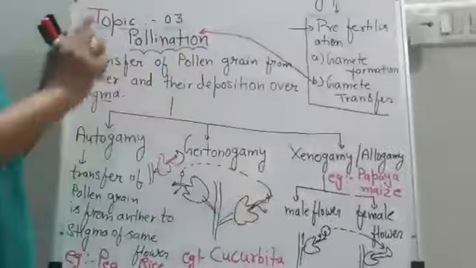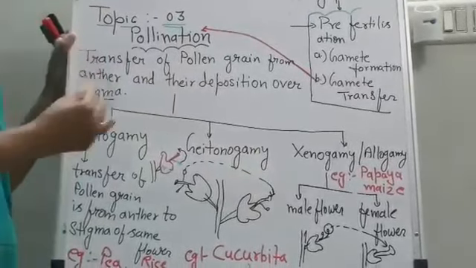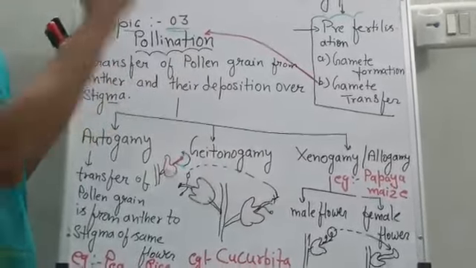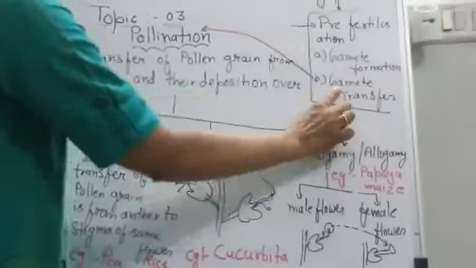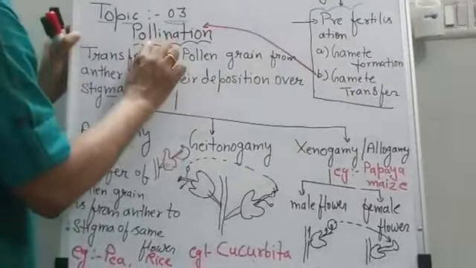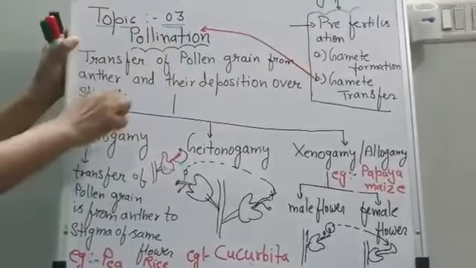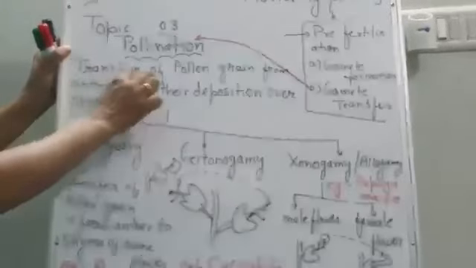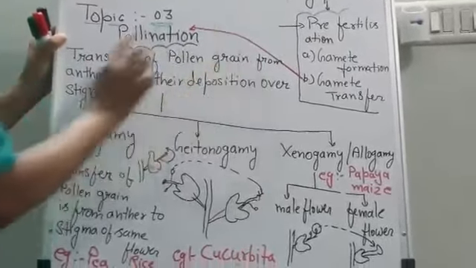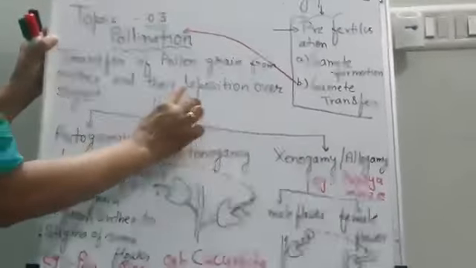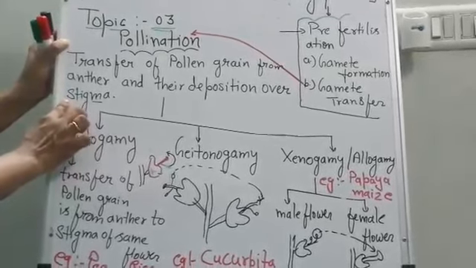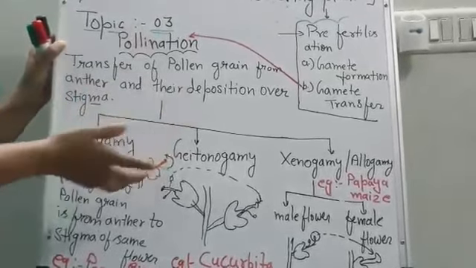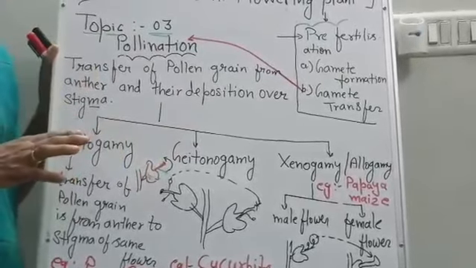Second, gamete transfer, where we see how the male gamete is transferred to the female gamete. This gamete transfer in plants is pollination. Pollination means transfer of pollen grain from the anther and its deposition over the stigma. This is the common definition, I think everyone knows. We saw pollination in previous classes.